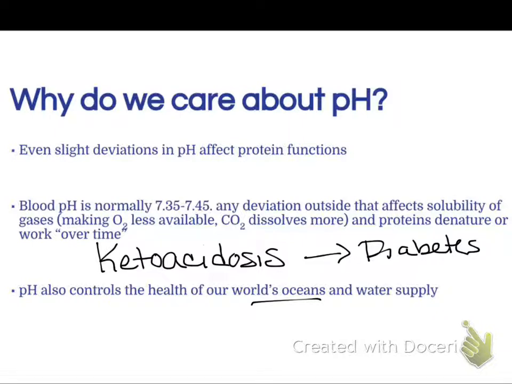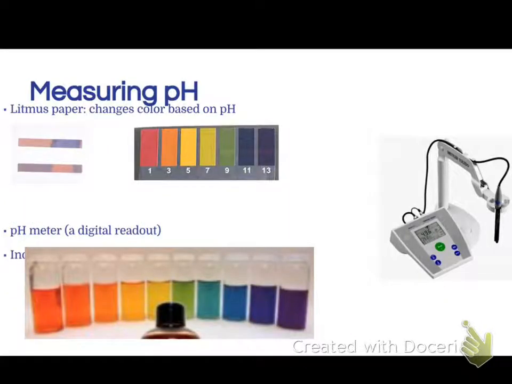So the pH of our ocean is very, very carefully controlled. It should be about 8.2 to 8.4. But we're seeing over about the last 130 years that manufacturing and carbon dioxide emission is causing that pH to go down over time. So understanding how pH works and what it means is an important skill for any citizen.